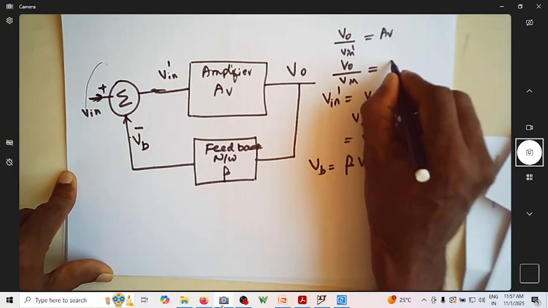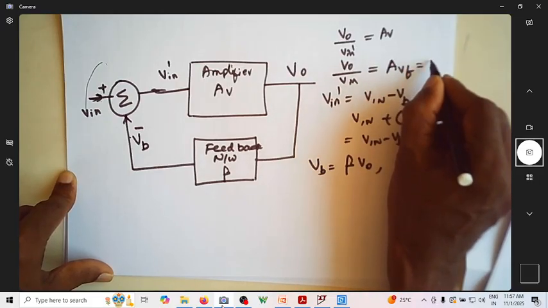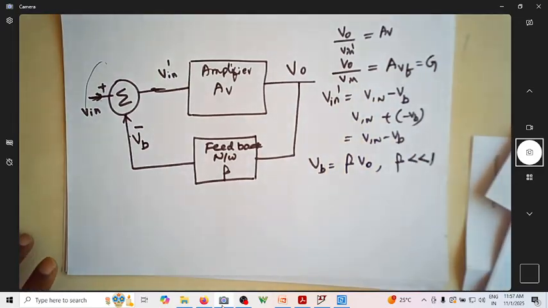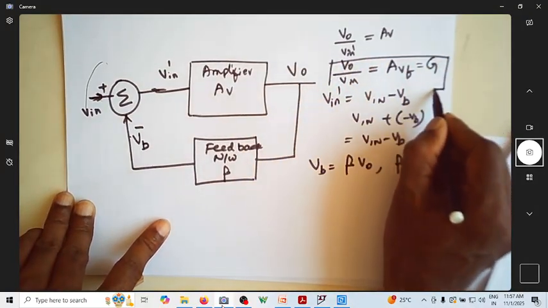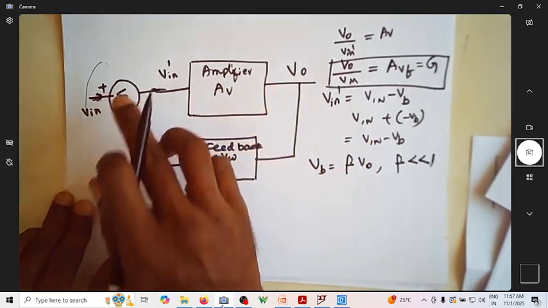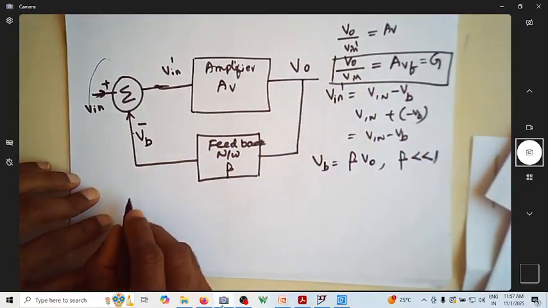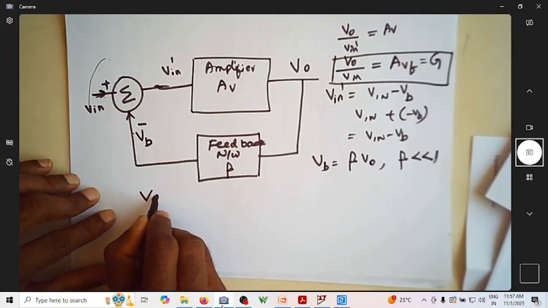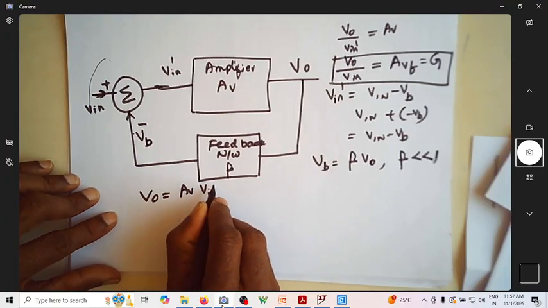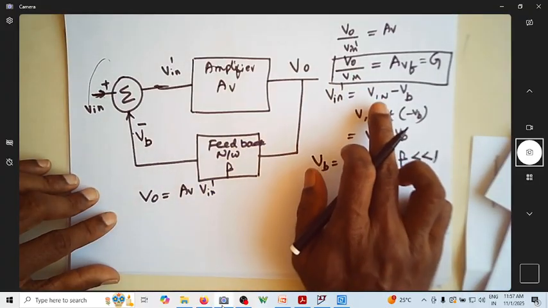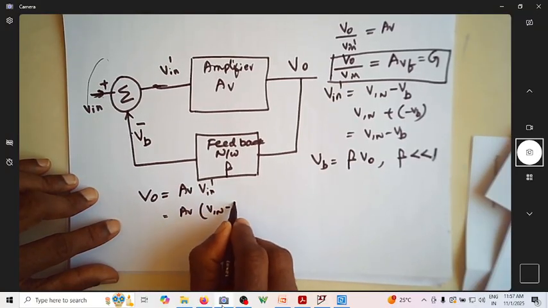This is called AVF, that is, voltage gain with feedback, or you can treat it as the overall gain G. Let us find an expression for the overall gain of this amplifier with negative feedback. So let us write the expression for V0. V0 is nothing but AV times V in dash. But this V in dash is nothing but V in minus VB. So V0 is AV into V in minus VB.